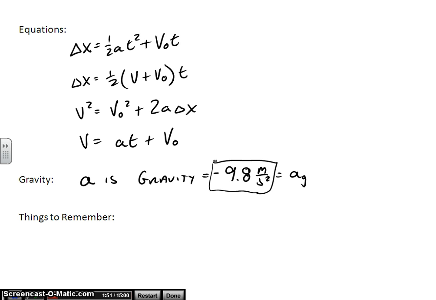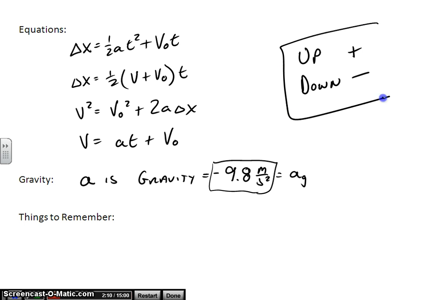So we are going to use a negative sign. We're going to make the assumption down is negative, up is positive. If you would like to make a different assumption, that up is negative and down is positive, just flip all the signs to the exact opposite of what I'm doing. You'll get the same answer each time. But I like going up positive, down negative for this.